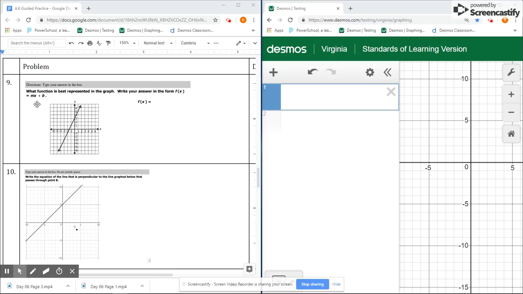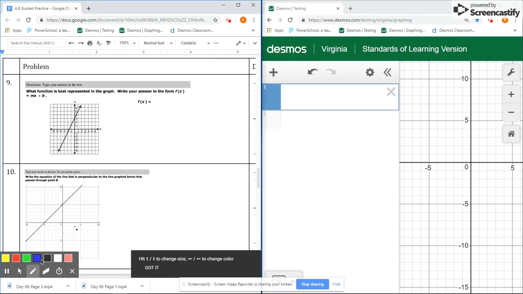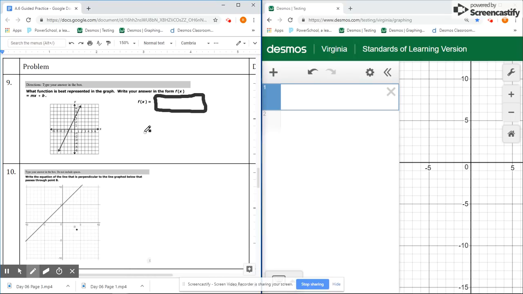All right, number 9. What function is best represented in the graph? Write your answer in the form f of x equals mx plus b. And it says type your answer in the box. So on your SOL test, there would be a little box here. We need to type the answer in that box. Now, this is one of the more traditional problems. We can't really do this on Desmos, except we could check our answer once we're all finished.